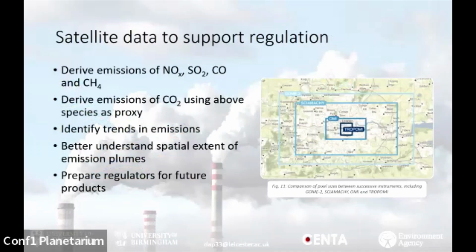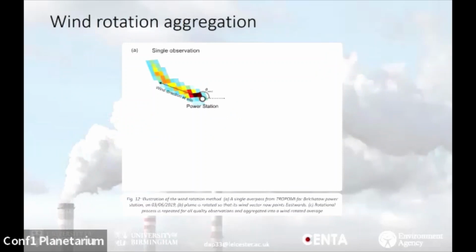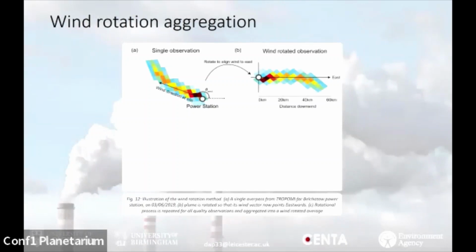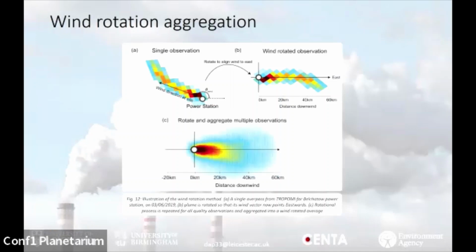And so back to my research, this is a list of avenues that I'm wanting to explore in the PhD, but for the remainder of the talk, I'll just be focusing on deriving emissions of nitrogen oxides. To do this, the first step is to produce a wind-rotated aggregate. We take a daily observation such as this one and combine it with the Area 5 wind field. So we rotate this observation so that the wind vector is aligned along a common axis, and we repeat this process for every observation that passes the quality filtering requirements, which produces this wind-rotated aggregate seen at the bottom.